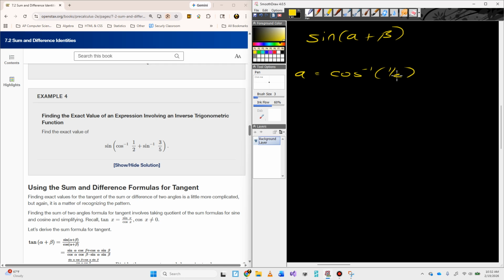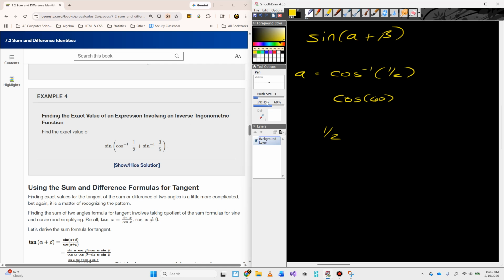Well, what is that angle? Whatever the inverse cosine of 1/2 produces as an angle, that's going to be 60 degrees. But here's the thing: I am looking for the cosine of that angle, therefore the cosine of 60 degrees. What is the cosine of 60 degrees? Exact answer, 1/2. So this value, cosine of inverse cosine of 1 over 2, is just 1 over 2. I found my exact answer here.